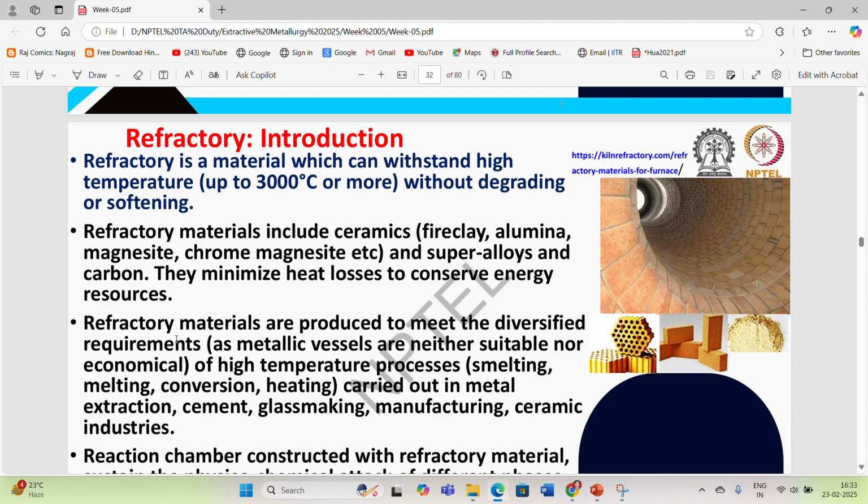Okay, so these refractory materials are sustaining that particular temperature and creating a safe environment for the outside walls of the furnace, which are generally made up of mild steel or some other steel, or maybe some other metals. So refractory materials include ceramics like fire clay, alumina, magnesite, chrome magnesite, etc., and superalloys and carbon. They minimize heat losses to conserve energy resources.